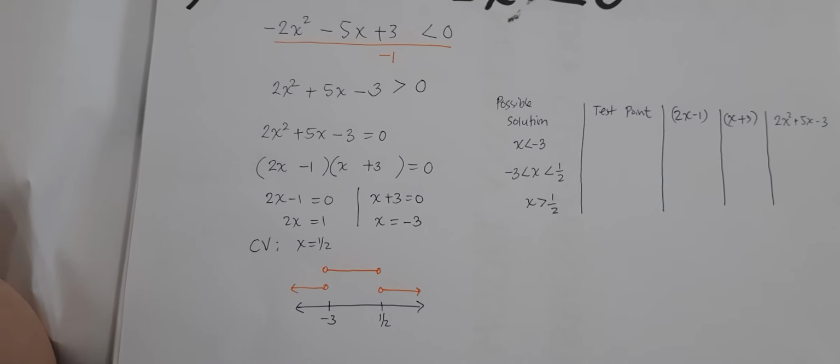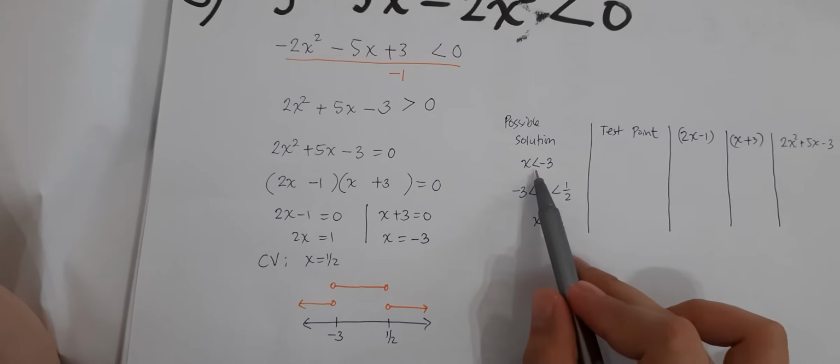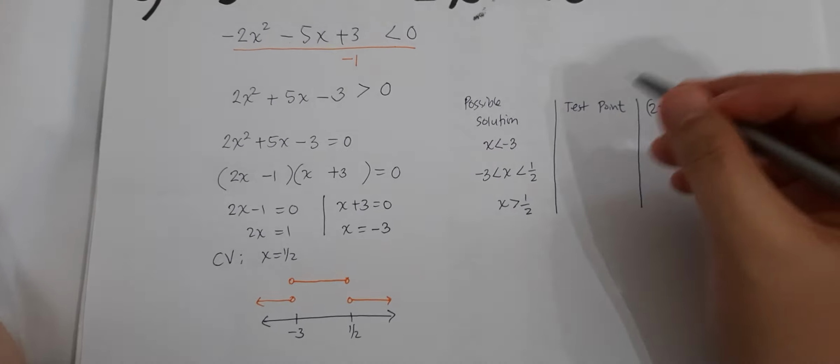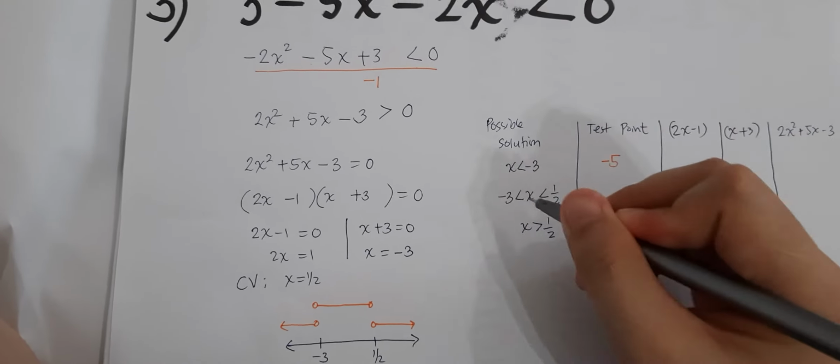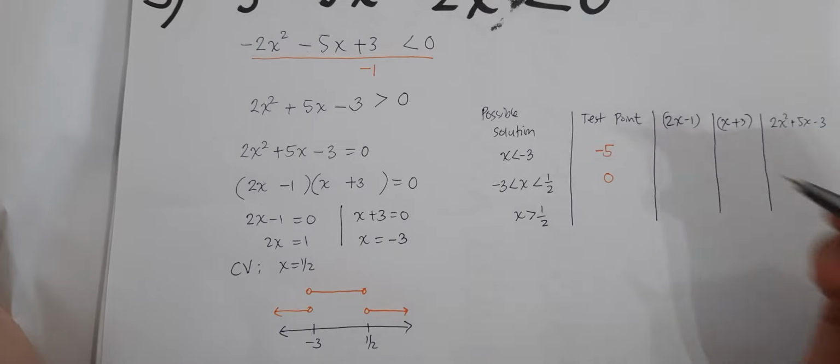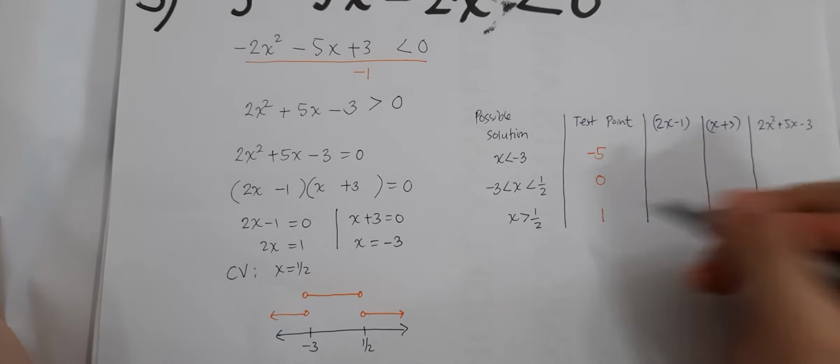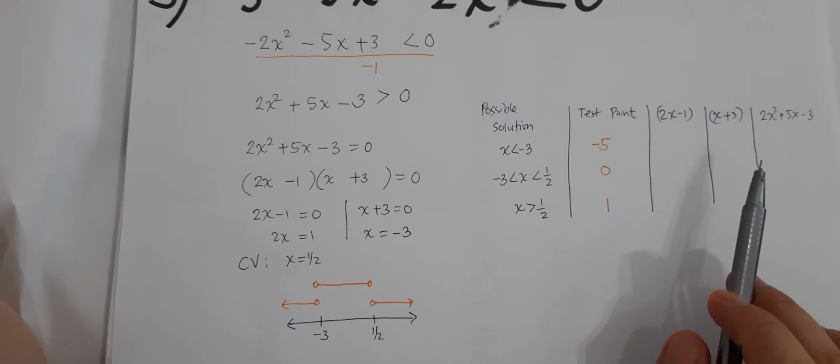Okay, so I will choose a test point. Test point from less than -3. It could be -4, -5. -3 to 1/2, I will choose 0. And greater than 1/2 could be 1. I will take now my sign.